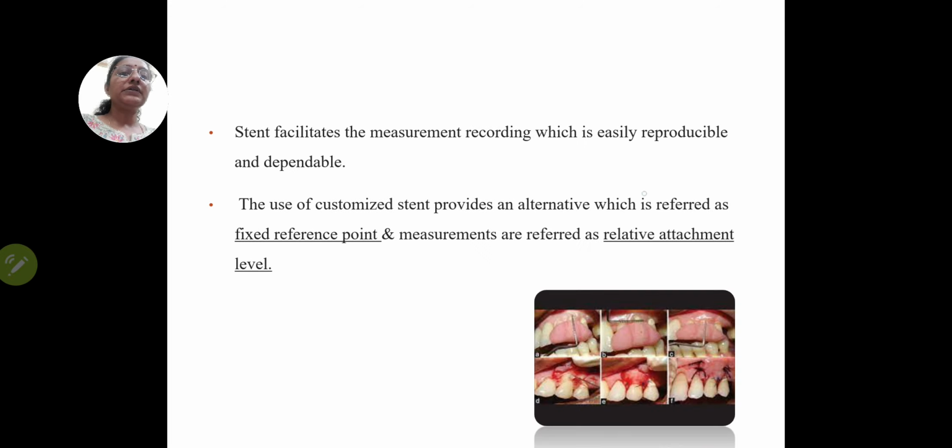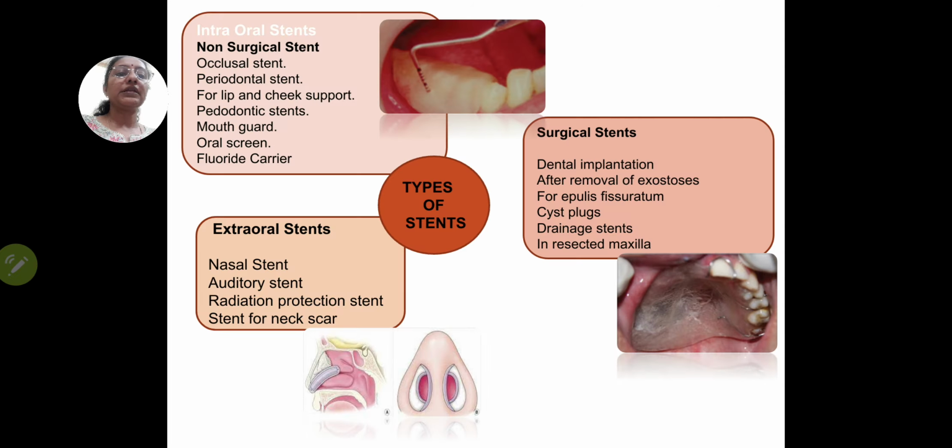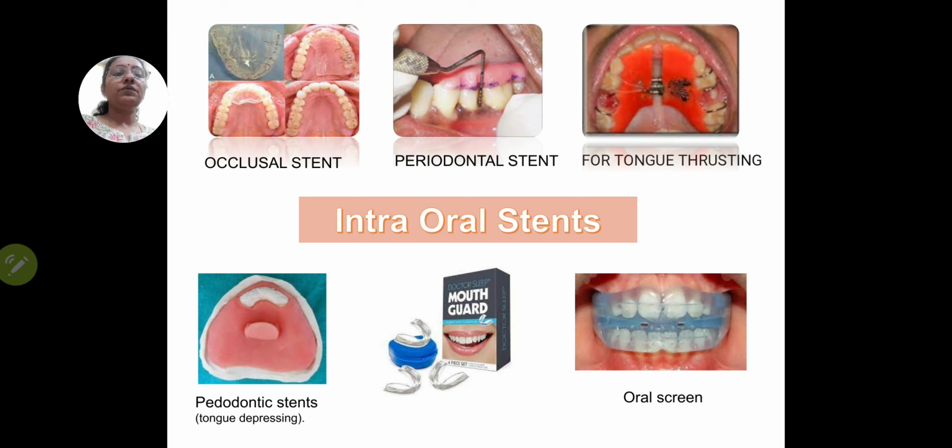Stent facilitates the measurement recording, which is easily reproducible and dependable. It gives us a fixed reference point, and whatever measurements we are taking, we refer to as relative attachment level. The different types of stents: the broader classification is the intraoral stent and the extraoral stents. The intraoral stents can further be divided into non-surgical and surgical stents. A few to see are the occlusal stents, periodontal stents, and the pedo stents.